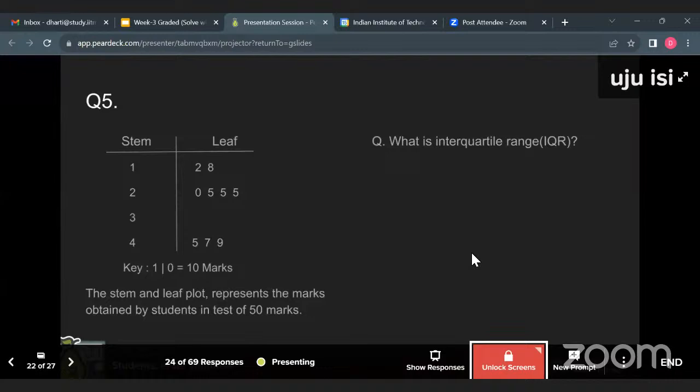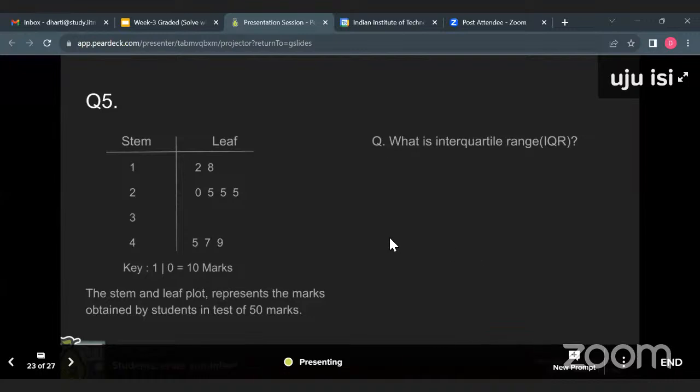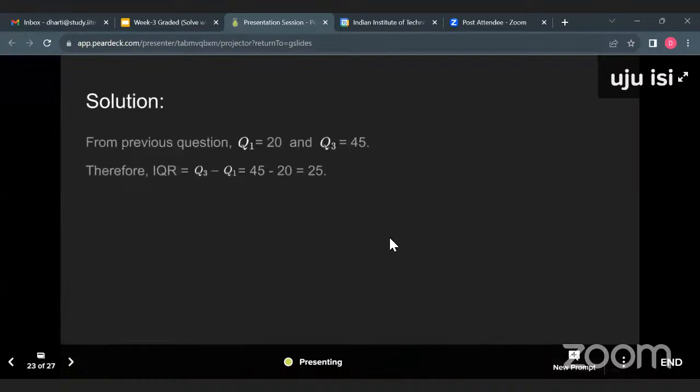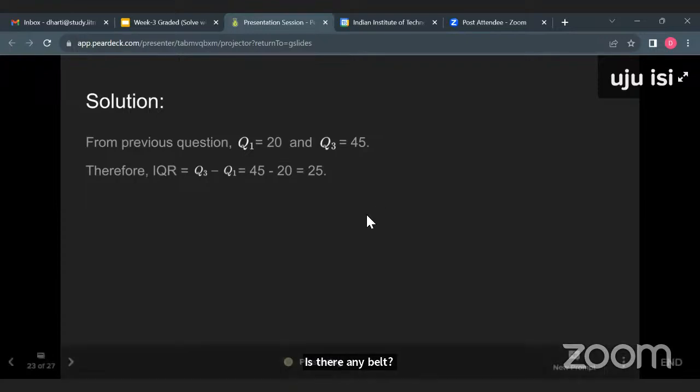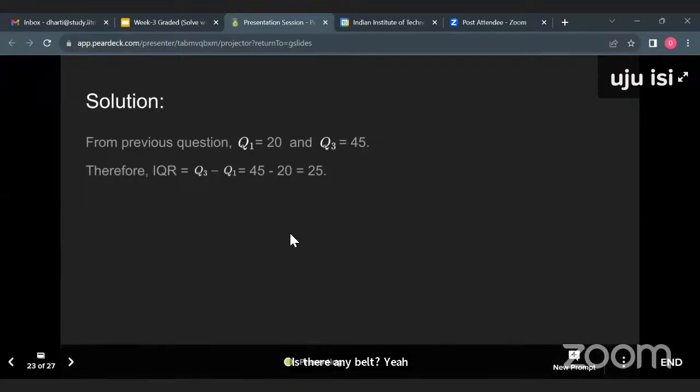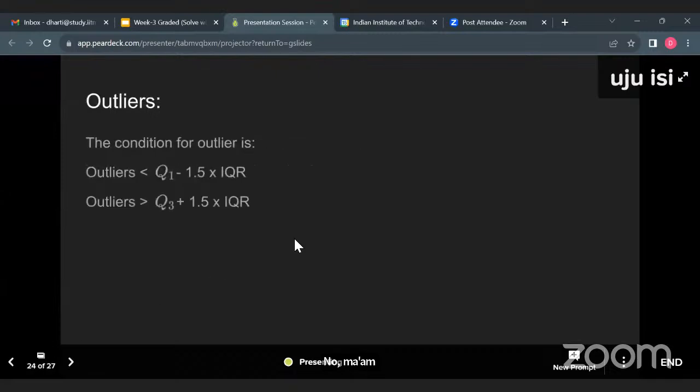Okay, we'll move to the solution. Yeah, it is third quartile minus first quartile, which is 45 minus 20, that is 25. Is there any doubt? No, ma'am. So, outliers.